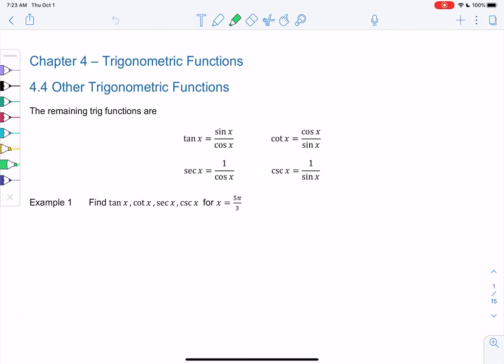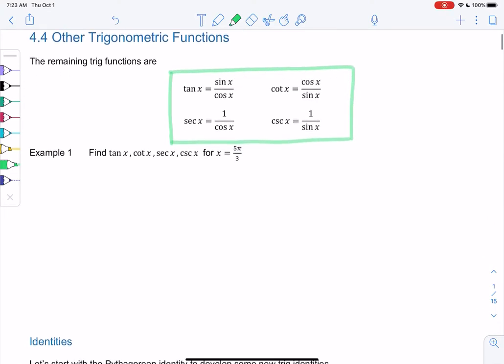All right, let's review the other trig functions in 4.4. So we have tangent, which is sine over cosine. Cotangent is the reverse, cosine over sine. And then we have secant and cosecant, where we have the reciprocals of sine and cosine. So these are good to know. Let's box them and do an example.